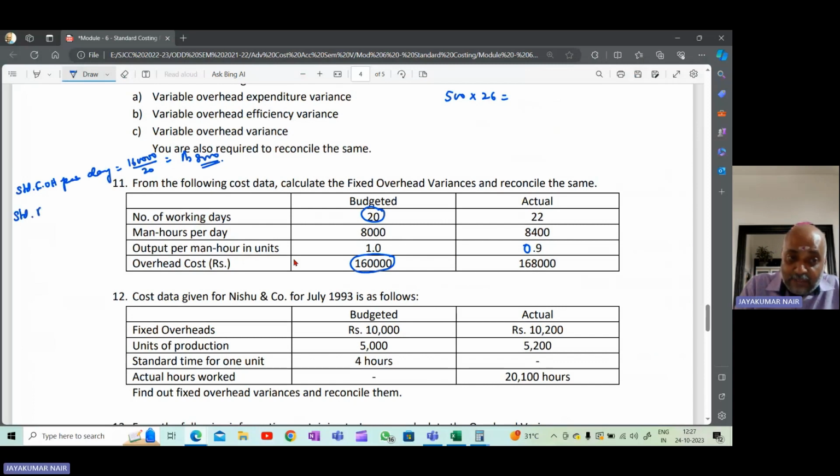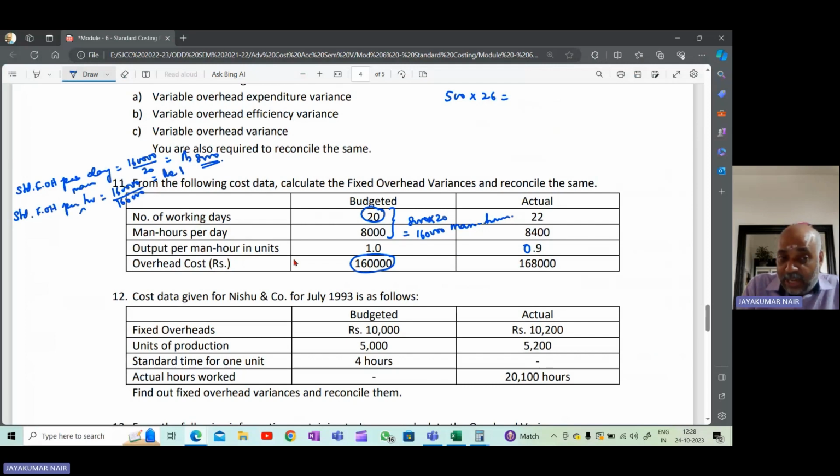Now, in the same manner, standard fixed overhead rate per hour. Per hour, how much we will compute. Now, you have to find out how many man hours, because they have given it per man hour per day. Therefore, you have to compute how many man hours. 8,000 man hours per day, and they are working for 20 days. So total man hours will be 8,000 into 20, which is 1,60,000 man hours. For 1,60,000 man hours, the cost is 1,60,000. So per man hour, how much? It'll be 1,60,000 cost divided by 1,60,000 man hours. That means per man hour, it is rupee 1.